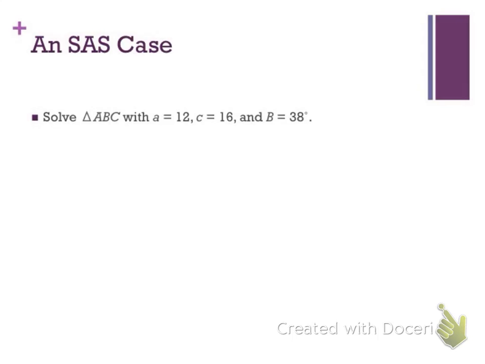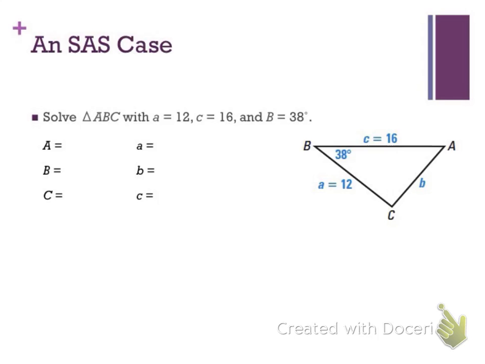So we're being asked here to solve triangle ABC with a side A equal to 12, a side C equal to 16, and an angle B equal to 38 degrees. Now, as I've been telling you all along, I hope that you're picking this up: if you don't have a picture for this, the first thing I would really recommend you do is draw yourself a quick diagram. It doesn't have to be beautiful. It doesn't even have to be to scale. But just draw a diagram and label the parts that you know.